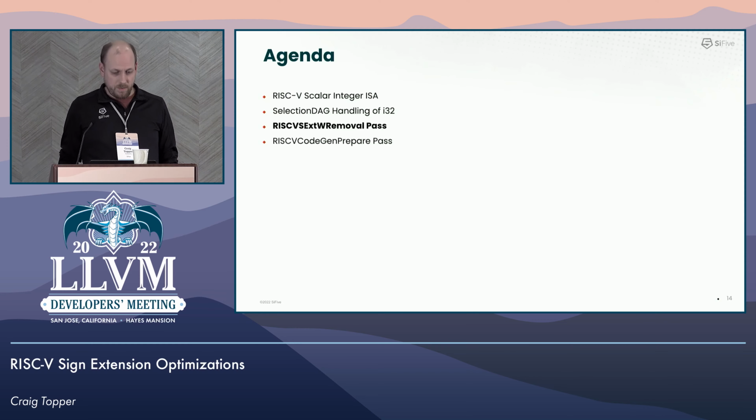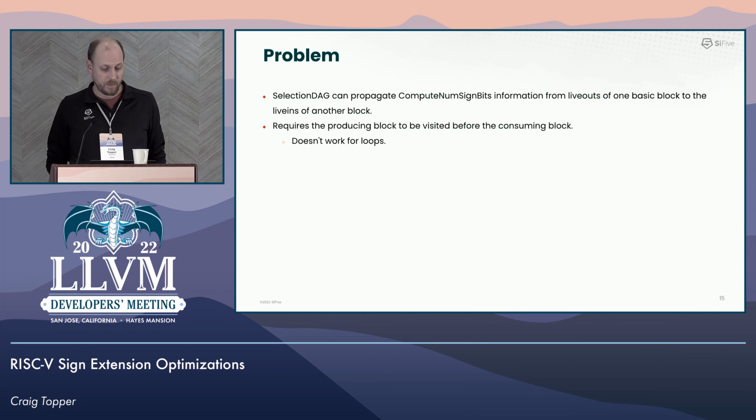Okay, so now I'm going to go over a couple of the RISC-V optimization passes that we've added. The first pass removes redundant sign extend W instructions that are left behind after SelectionDAG. In many cases, SelectionDAG can share information about the number of sign bits, or number of redundant sign bits, a value has between basic blocks. This information can then be used to avoid creating sign extend W instructions in a block.